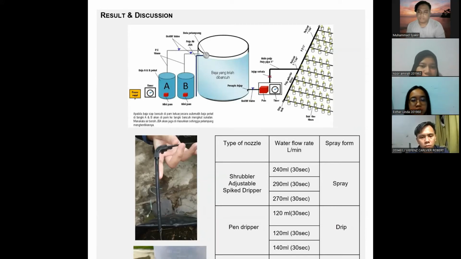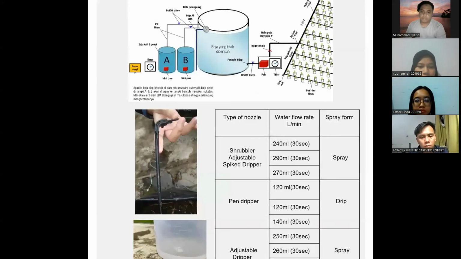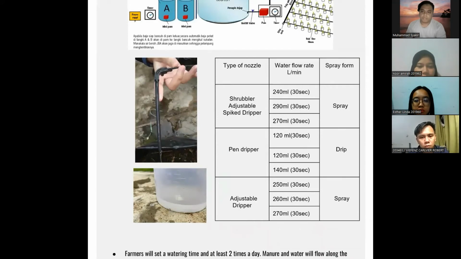Okay, we can see the water flow rate for the pen dripper. And the first is 120 milliliter per 13 second, and the second is 120 milliliter, and the third is 140 milliliter. Okay, Shaki, can you scroll?